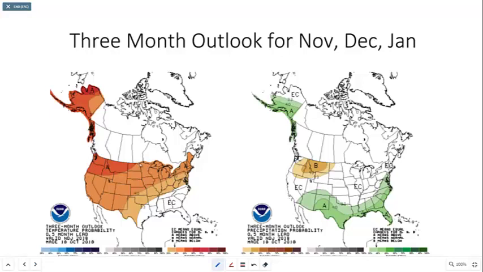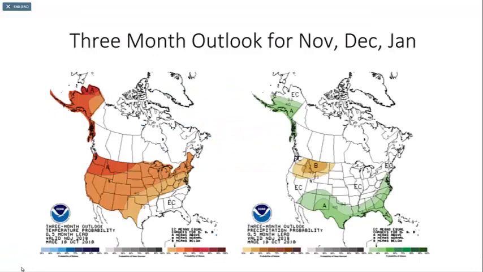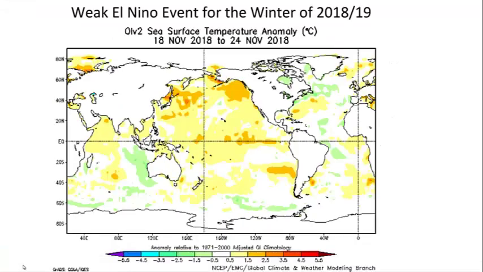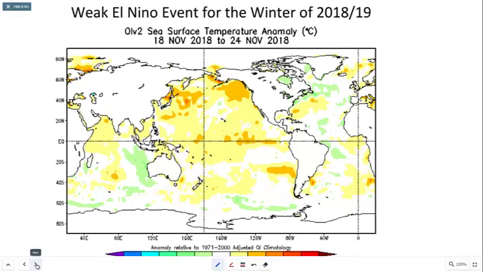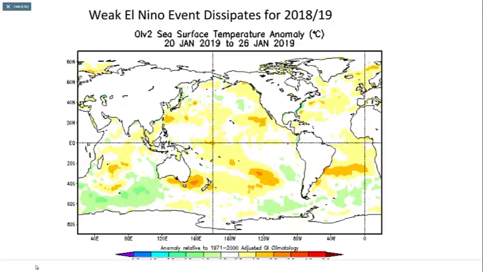The National Weather Service outlook for the 3 months of winter did have us above normal temperatures, and we were above normal in December, but the other months it didn't work out. February, very cold, 6.2 below average. So again, it wasn't a strong indicator. It was fairly on the weak side, and so in this case it didn't work out so well.